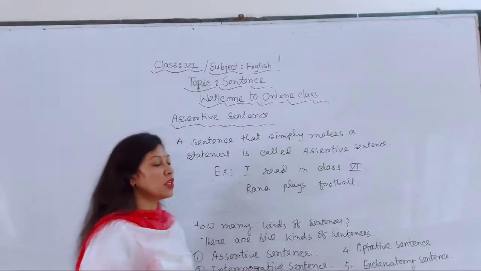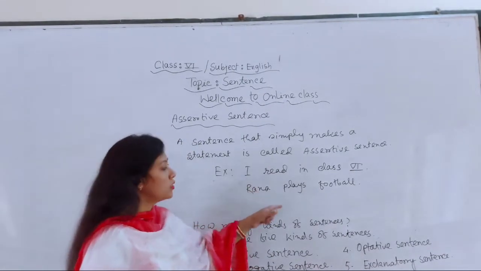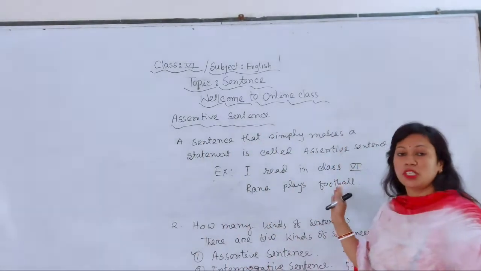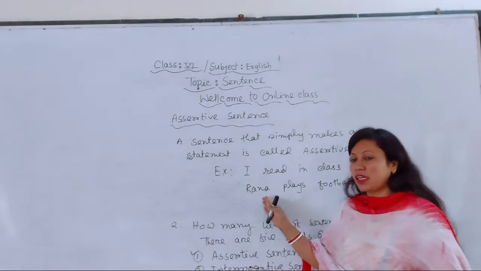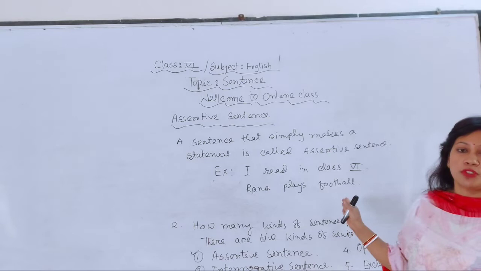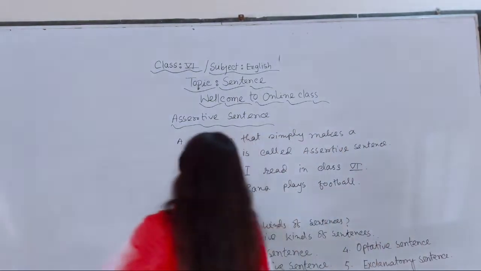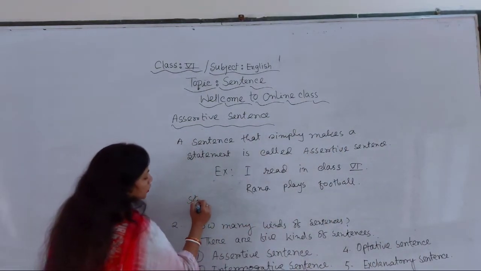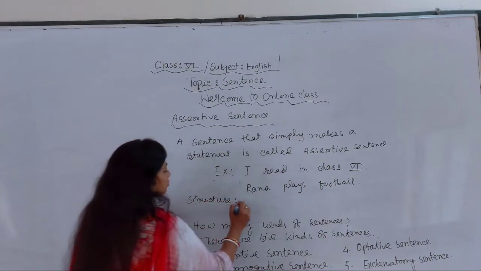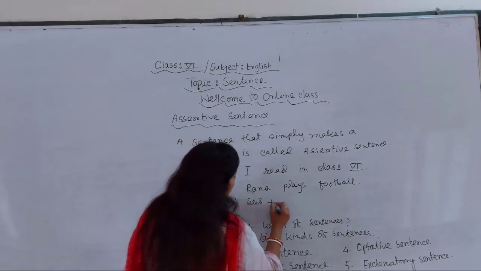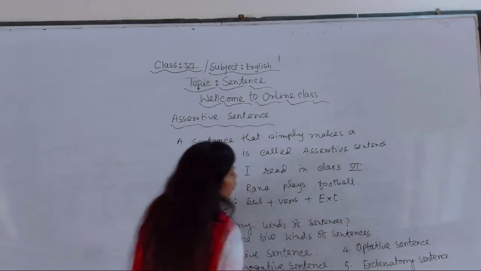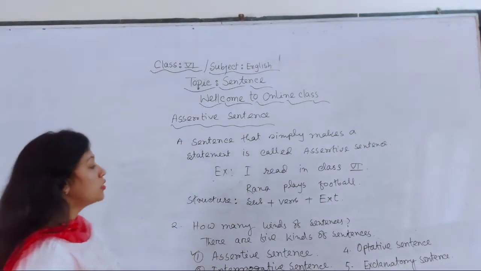Rana plays football. Here, I is the subject, read is a verb, and in class 6 is called the object or extension. Rana is a subject, plays is a verb, and football is called the object or extension. So the structure is subject plus verb plus extension. It is the structure of an assertive sentence, and students, always remember it.